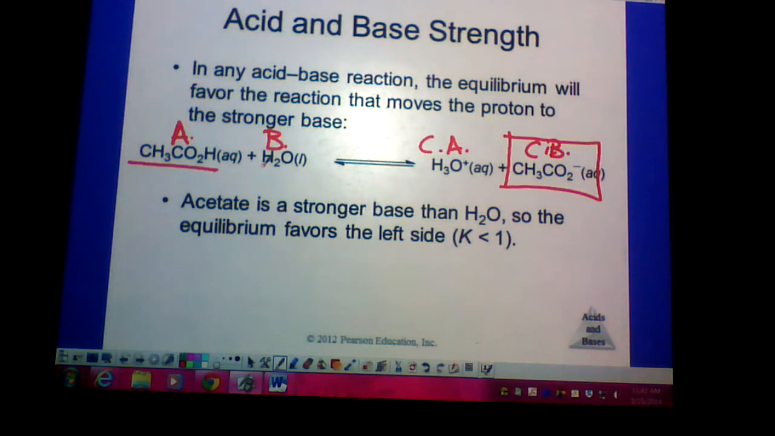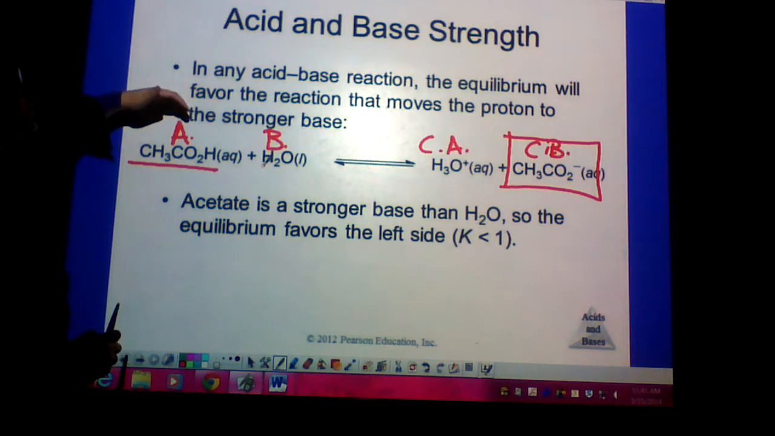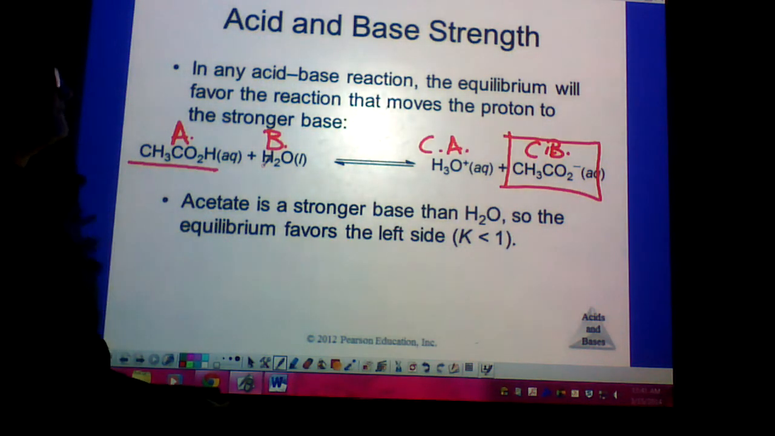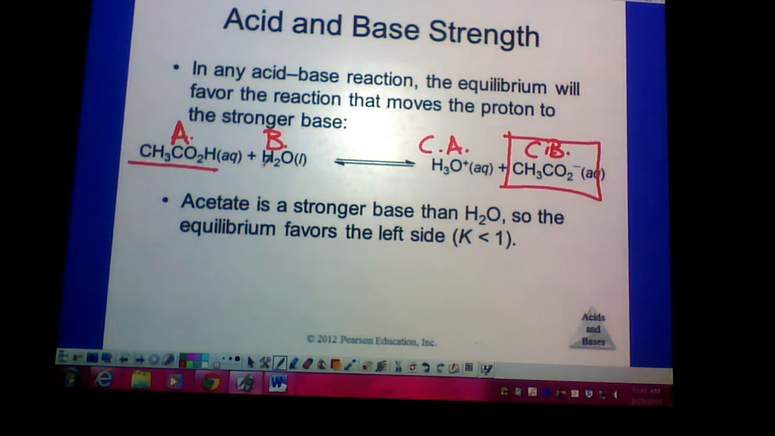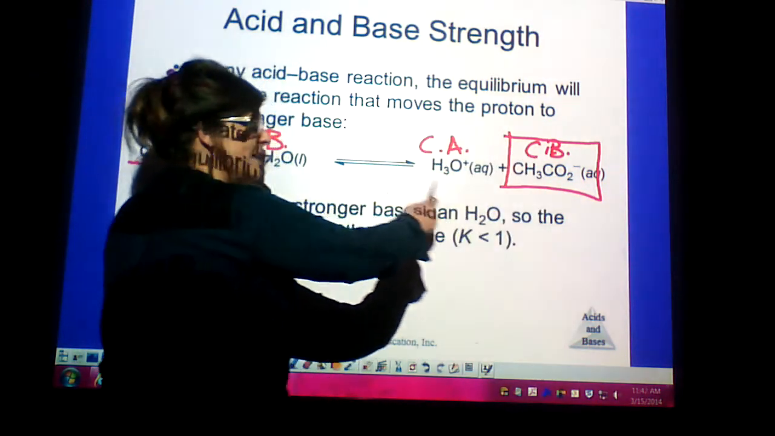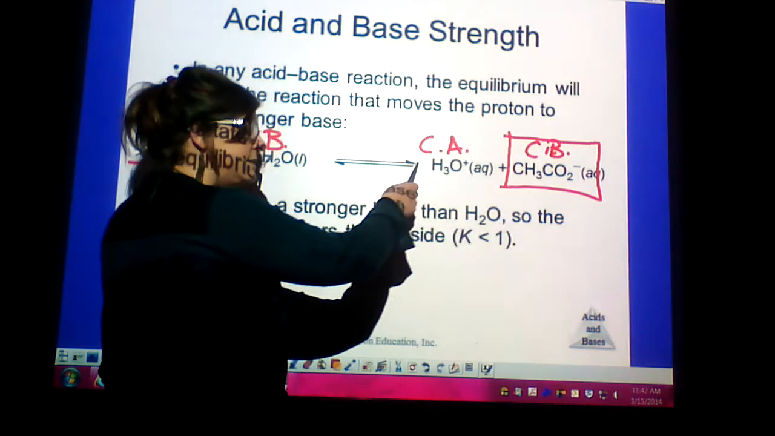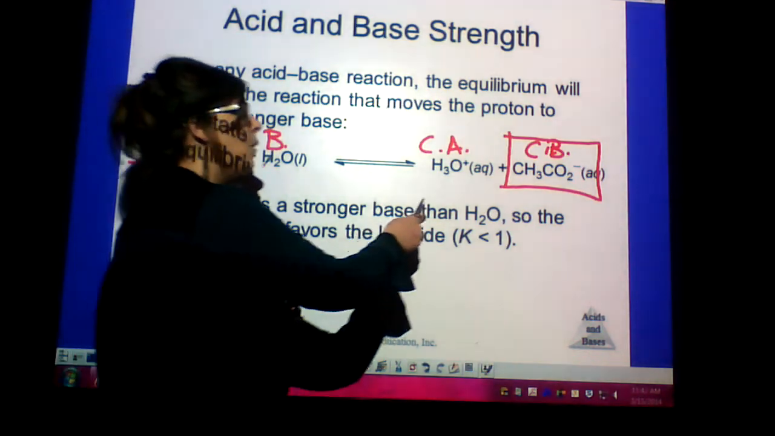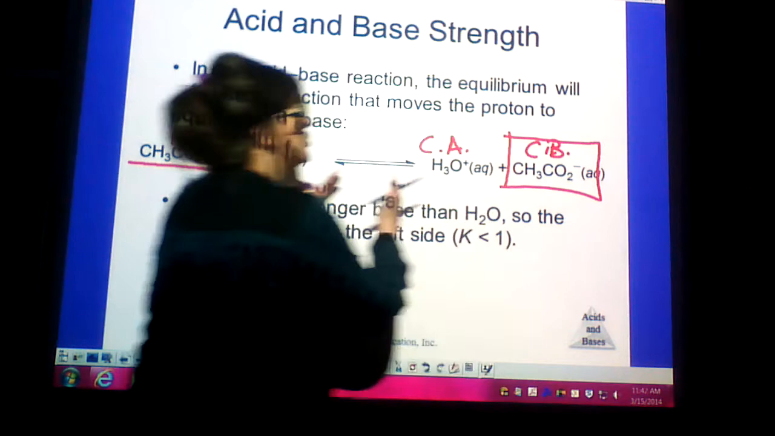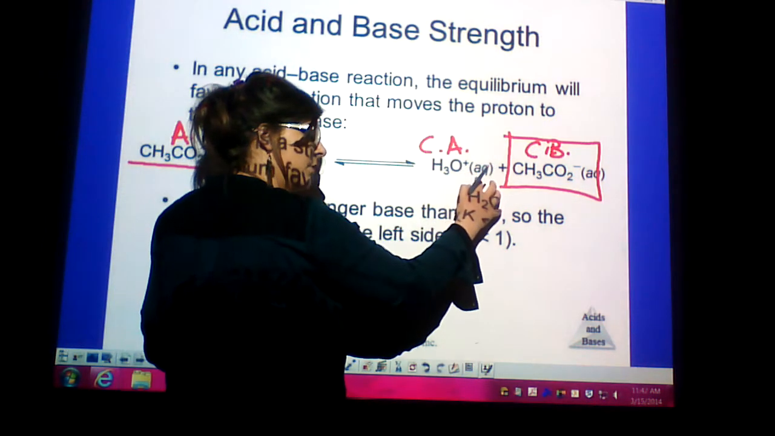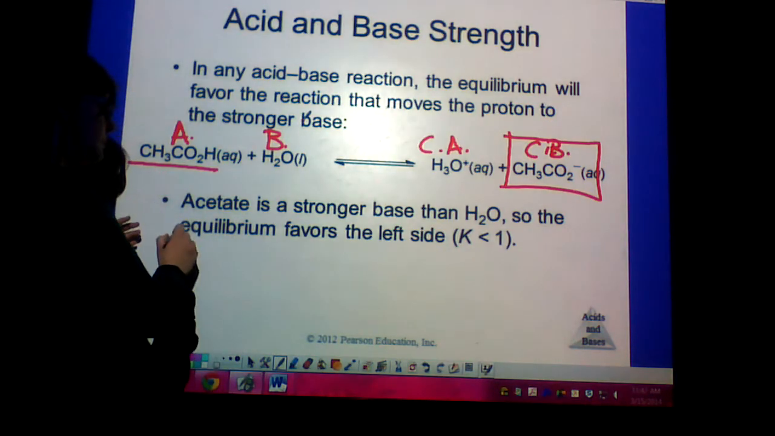So how does this make sense? Why is it that equilibrium is going to favor the reaction that moves the proton to the stronger base? We just said that acetate is the stronger base. So why does equilibrium favor the left side? If our acetate is stronger, then I'm going to be making quite a bit of this, because the reaction is favoring this side. But that's a problem because I need equilibrium, and I need those rates to be equal to one another. So if my reaction is already falling over here, I'm going to have to shift the equilibrium over to the left side so that I can make more of this. I want those rates to be the same. That's the goal when we're talking about equilibrium.